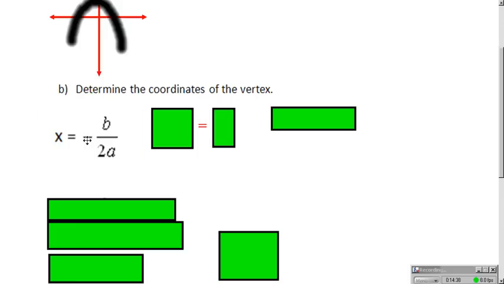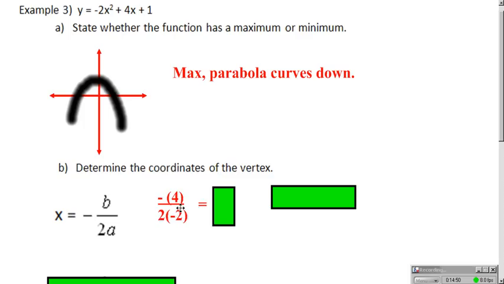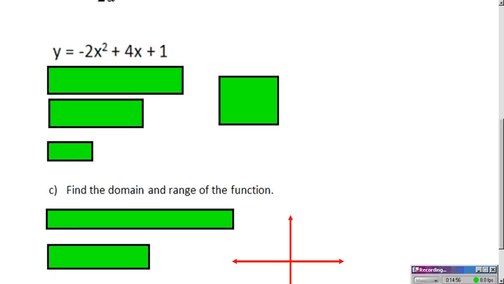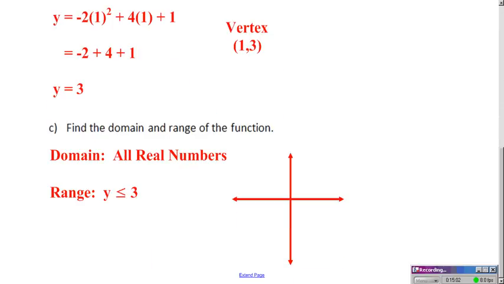Now, in order to solve for the vertex, you need to find the line of symmetry first. Find your x value. I'm going to go ahead, pause it here, work through it, find your x value. When you work through everything, you would find out that your line of symmetry, x equals 1. Pause it and work through the rest. Vertex is 1, 3. Domain, all real numbers. And your range is y is less than or equal to 3. This concludes day 1, 8-2 lesson.